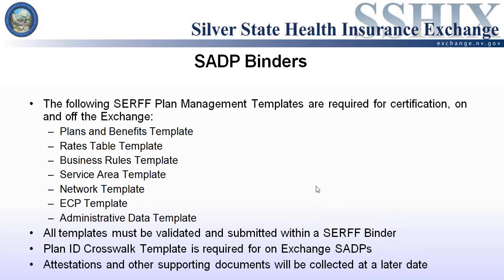The validated templates that need to be included in standalone dental binders for carriers both on and off the exchange are the plans and benefits template, the rates table template, business rules template, service area template, network template, ECP template, and administrative data template. All of them have to be validated, and in supporting documentation, we will need at the time of submission for on-exchange standalone dental binders, as I mentioned before, the CMS Plan ID Crosswalk template.